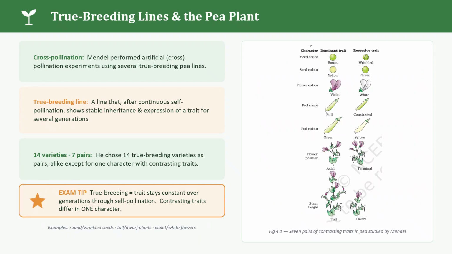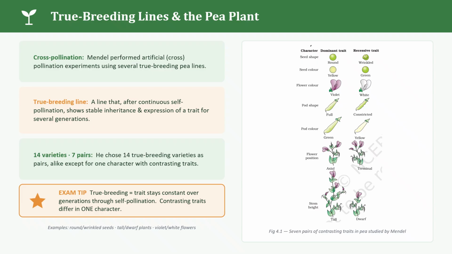Next, we are going to see true breeding lines and pea plants. Why did Mendel choose pea plants? Now think like a scientist. If you wanted to study inheritance, which plant would you choose? Mendel selected the garden pea because it has several advantages. First, it grows quickly, it produces many seeds, it is naturally self-pollinating, and cross-pollination can be done easily by hand, and also it has clear contrasting characters.